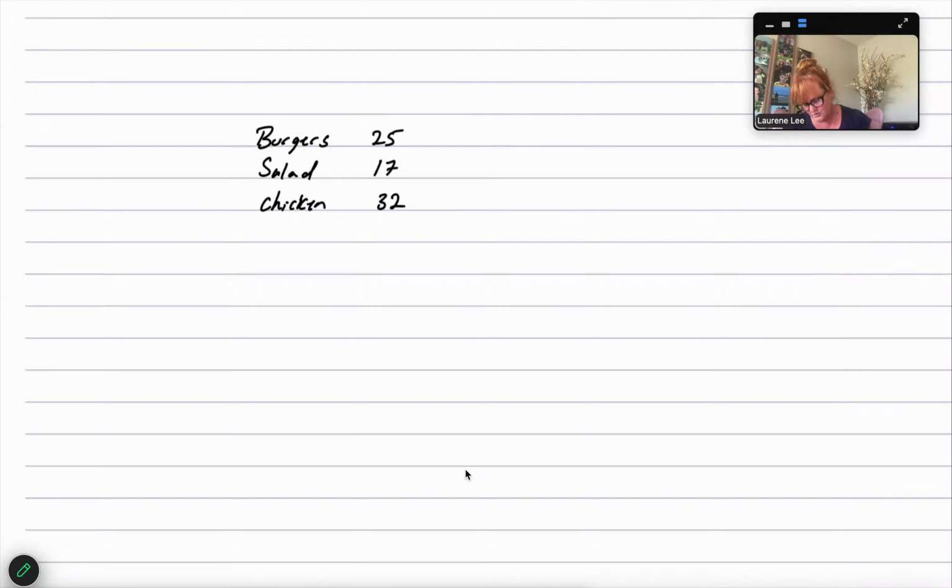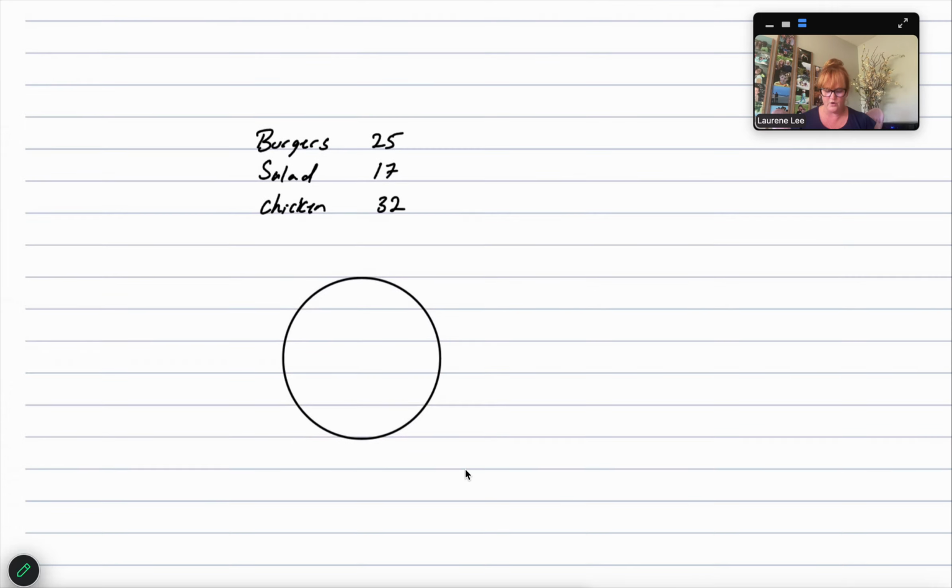The way a pie chart works is it's a percentage of the whole. So the way that you do a percentage, the first thing that you're going to do is find a total. So the total is going to be 25 plus 17 plus 32. It's how many people were surveyed in total. So 25 plus 17 plus 32 gives us 74.